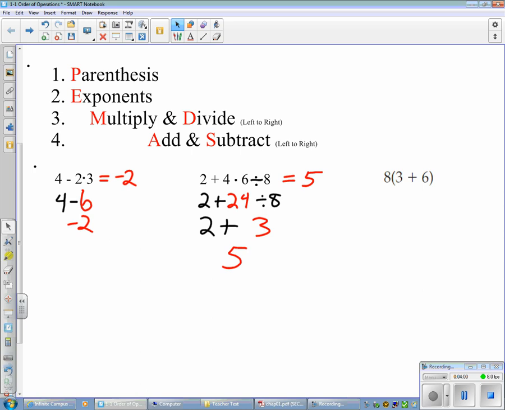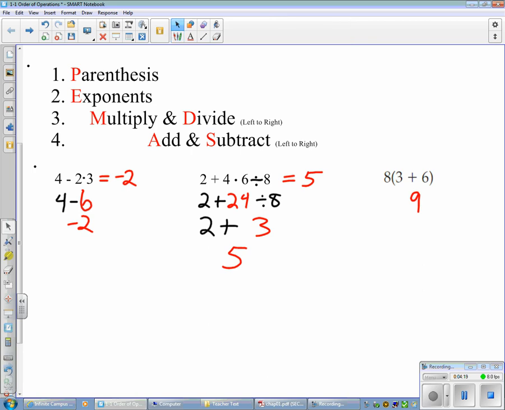Now looking over here at our third problem, this is read 8 times the quantity 3 plus 6. Now the parentheses are saying do that first. So number 1, do I have parentheses? Yes. Then work inside out. So 3 plus 6 is 9. So we'll write 9 below here.